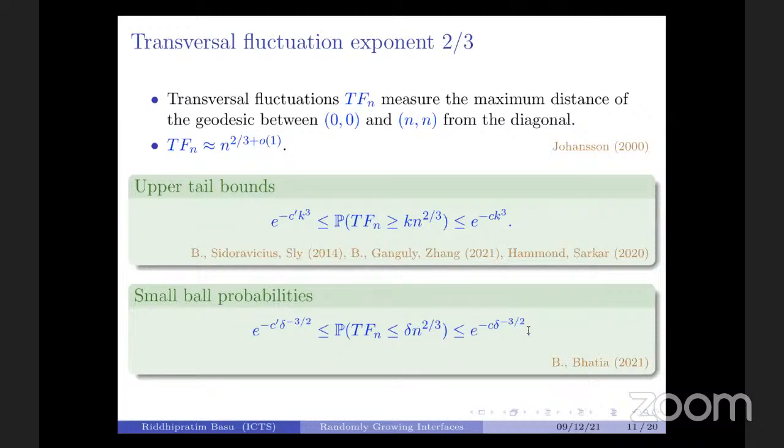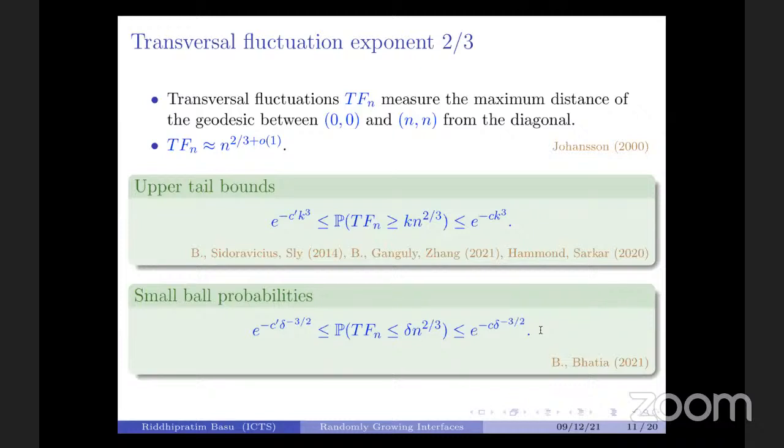If you're familiar with the small ball probability of Brownian motion and Brownian bridge, this type of result should seem familiar. For Brownian motion you get the same behavior, but with delta to the minus 2 rather than delta to the minus 3/2. This is related to the fact that the Gaussian distribution has tail exponent e to the minus x squared, whereas the Tracy-Widom distribution has upper tail exponent e to the minus x to the 3/2. That's how you get this minus 3/2 instead of minus 2. So these are fine information that you can obtain about the geometry of the geodesic.